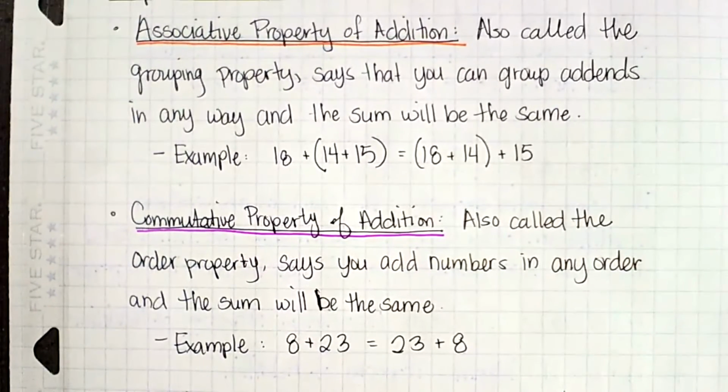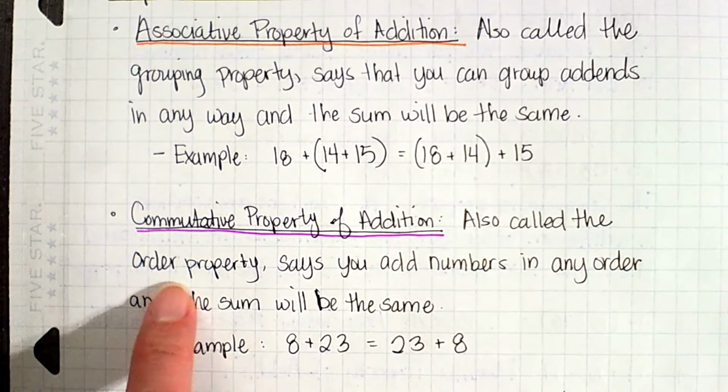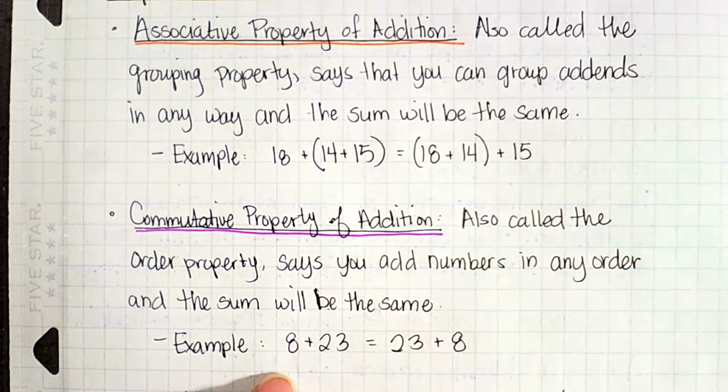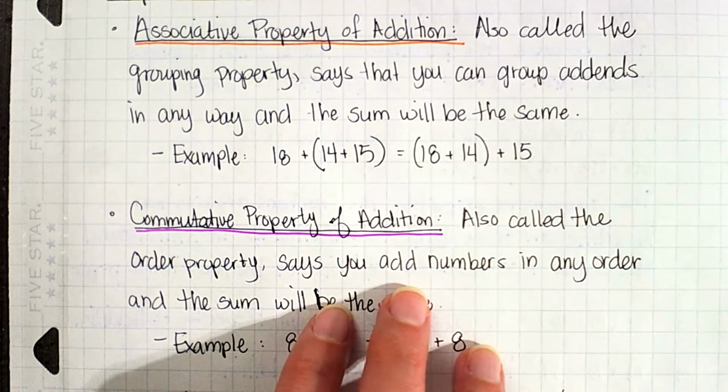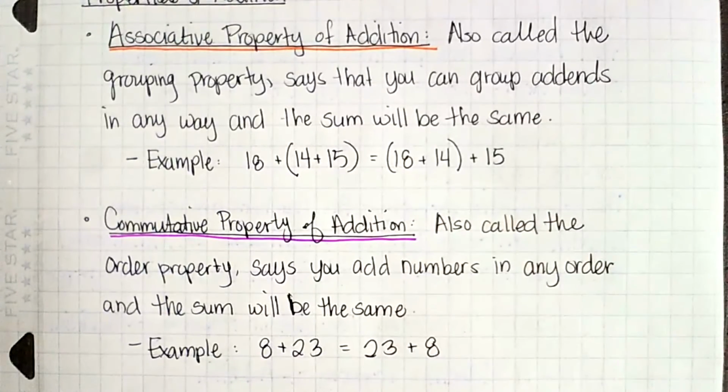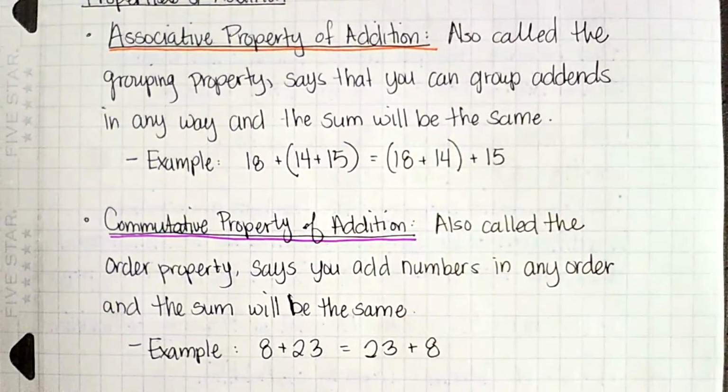The commutative property, which is also called the order property, says that you add numbers in any order and the sum is going to stay the same. So 8 plus 23 is the same thing as 23 plus 8. Now, the commutative property also applies to other addition sentences, and we're going to get into an example of that when we go into our guided practice.